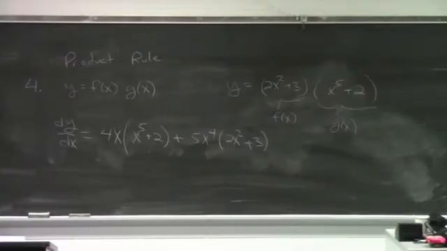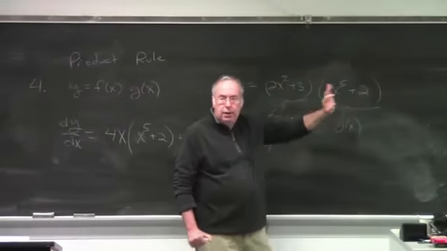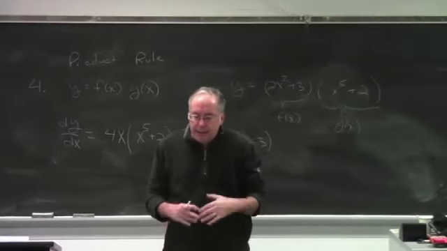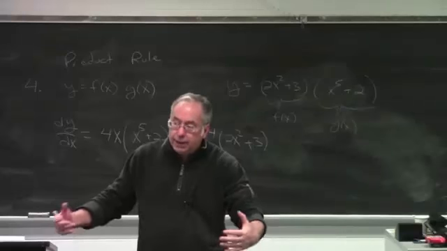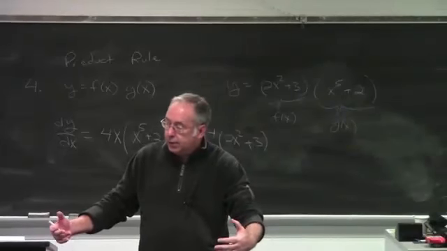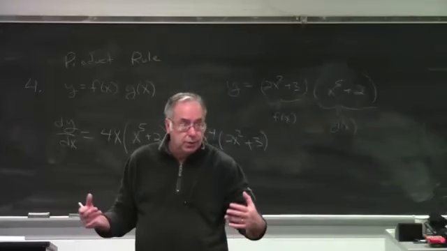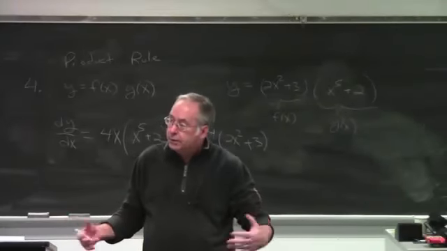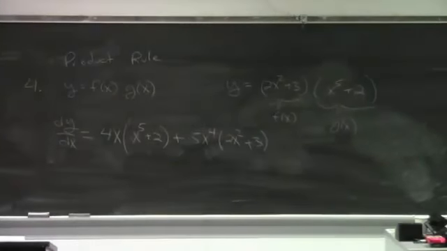Now, there is an alternative way you could get it. An alternative way of getting dy/dx would just be to multiply these two terms out and then differentiate each one separately. If you did that, I will assert, and if you did it correctly, you'll get the same answer that you get using the product rule. Okay, so you might want to just do that as an exercise. Okay, that is the product rule.